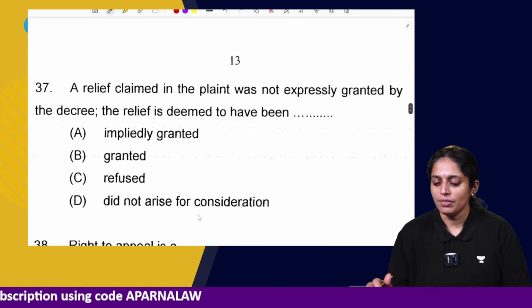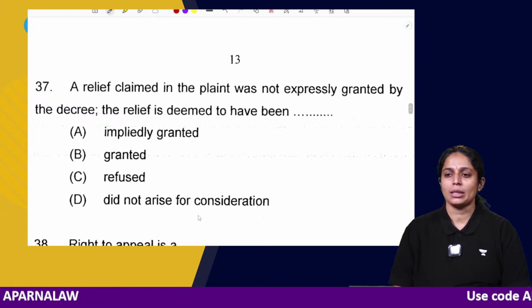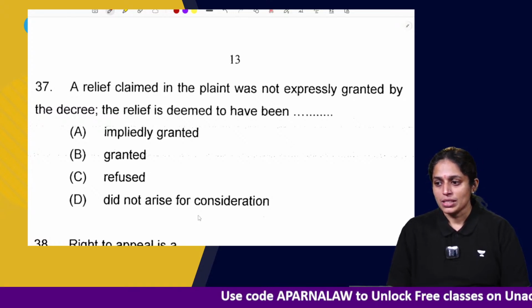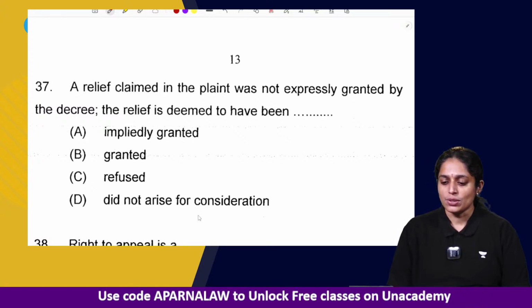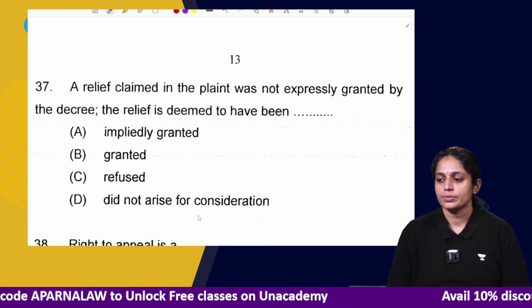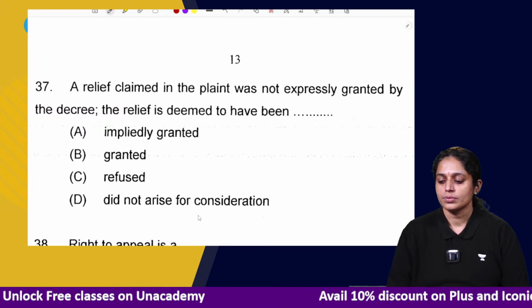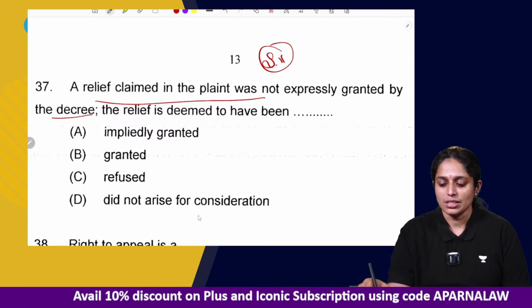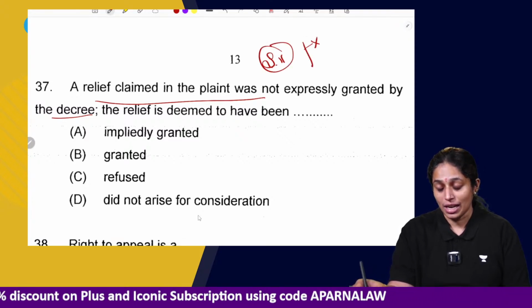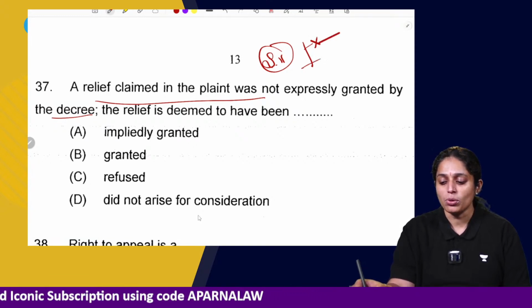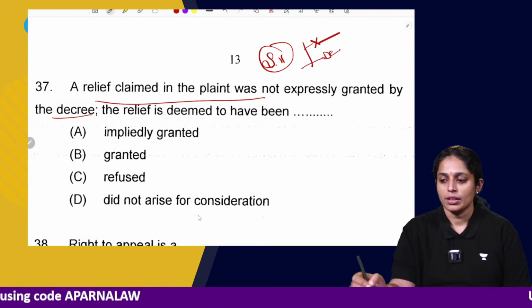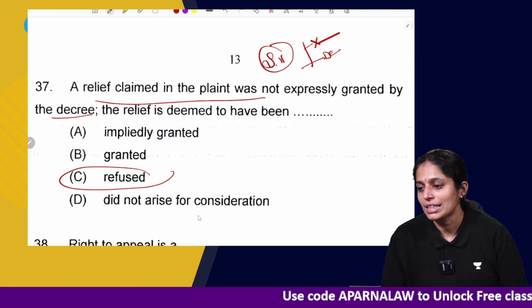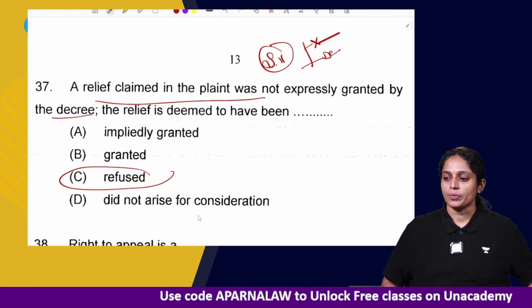Thirty-seventh question. A relief claimed in the plaint was not expressly granted by the decree. The relief is deemed to have been: A, impliedly granted; B, granted; C, refused; and D, did not arise for consideration. So, where do we find this? This is the principle of res judicata. Under section 11, they say that if a relief has been asked and that relief has not been granted, then that amounts to deemed refusal. That is why C, refused. Under explanation 5, exactly, refused under section 11, explanation 5.